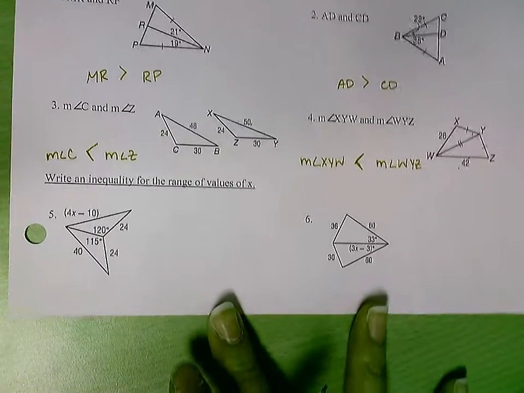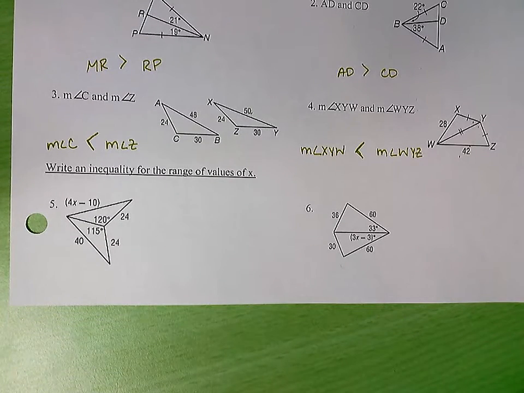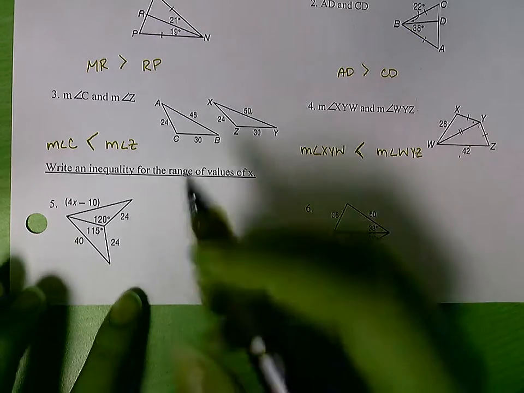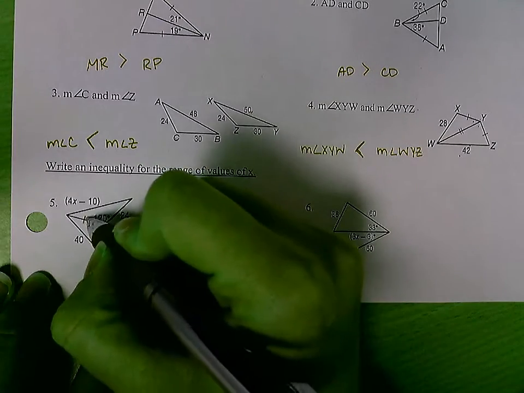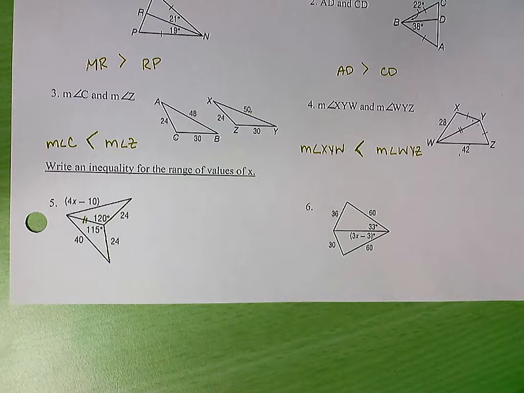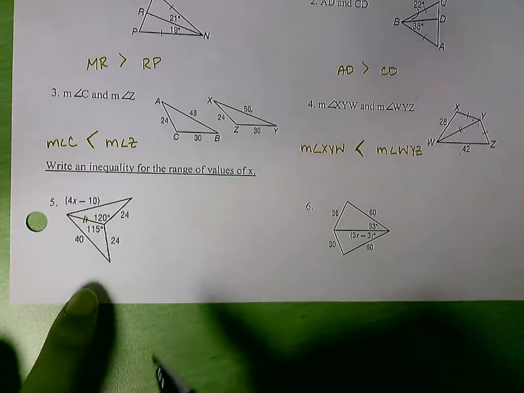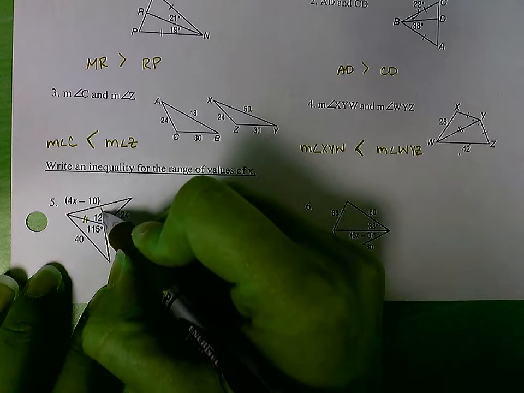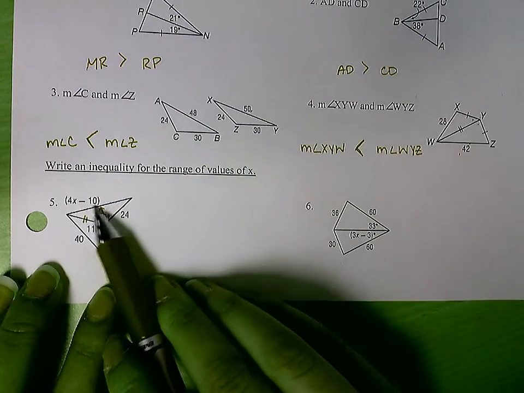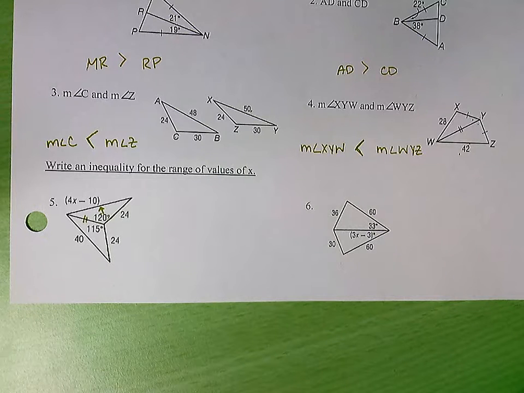Okay, the next section's a little bit different. We're writing an inequality for the range of values of x, kind of like we did with our triangles before. But now we're just doing it for the side lengths. So in number 5, I know these two sides of both of my triangles are congruent and they share that side there, so I can apply this theorem. Now what I'm going to look at next is which one of my angles is greater. So 120 is greater than 115. That means that 4x minus 10 has to be that greater side.